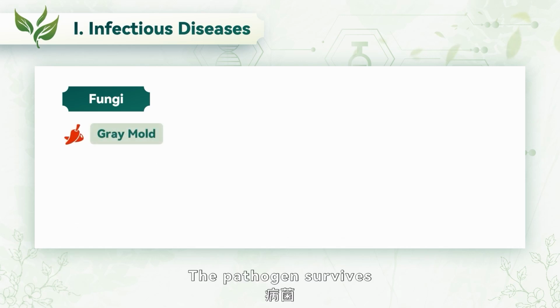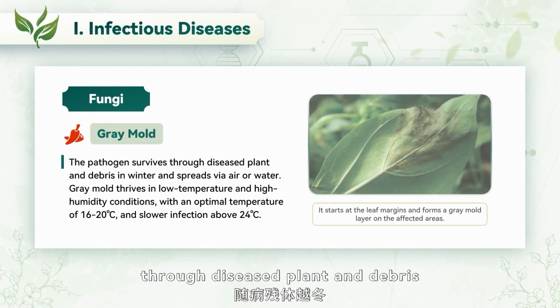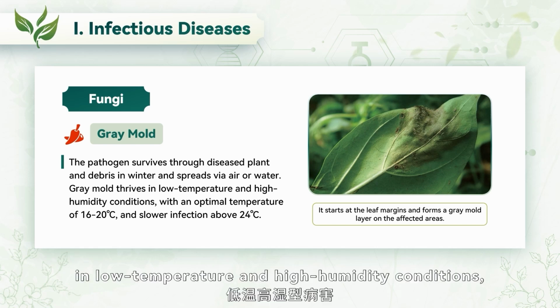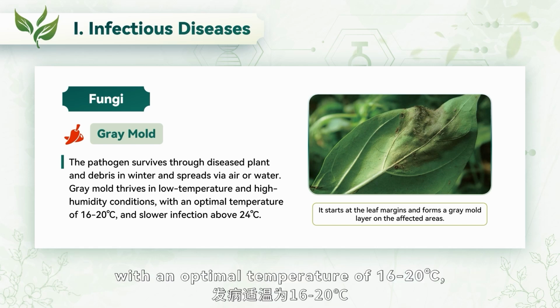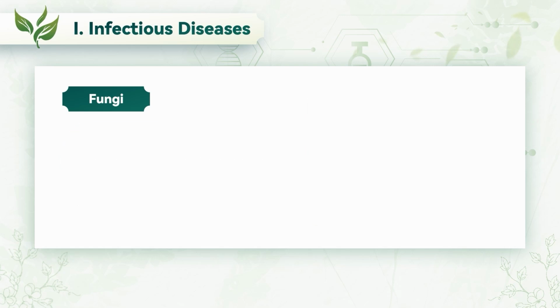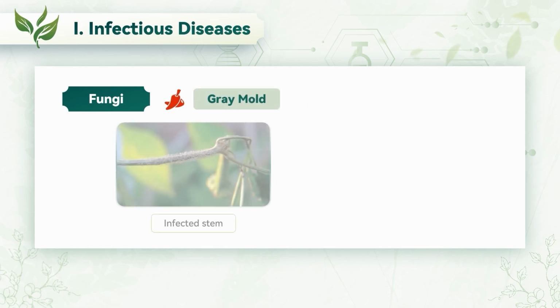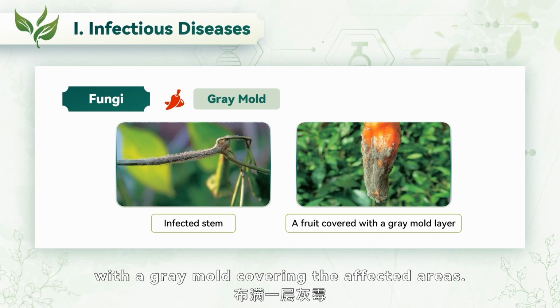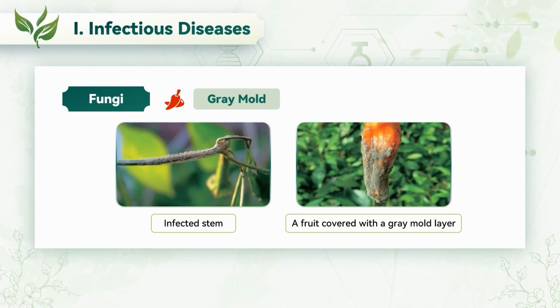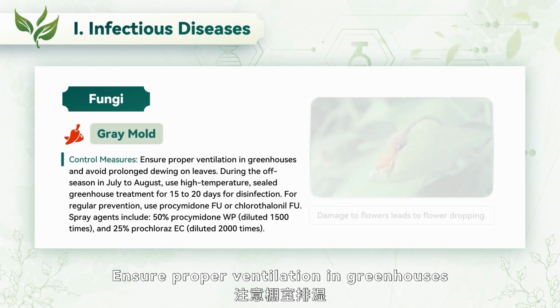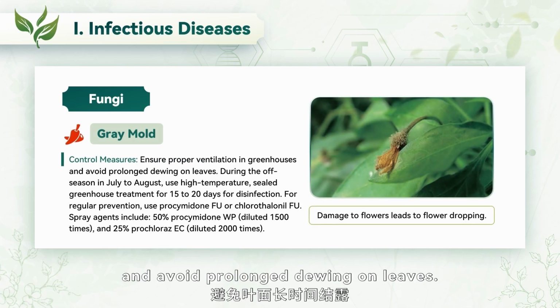Gray mold. The pathogen survives through diseased plant and debris in winter and spreads via air or water. Gray mold thrives in low temperature and high humidity conditions, with an optimal temperature of 16 to 20 degrees Celsius, and slower infection above 24 degrees Celsius. It can cause visible damage to stems and fruits, with a gray mold covering the affected areas. Control measures. Ensure proper ventilation in greenhouses and avoid prolonged dewing on leaves.